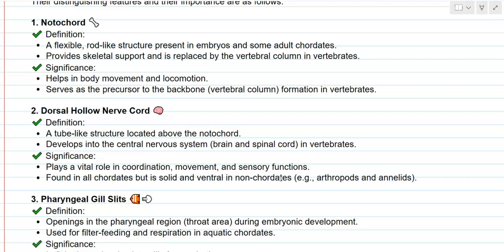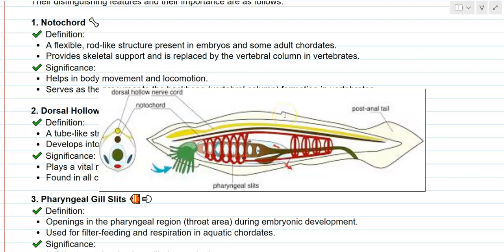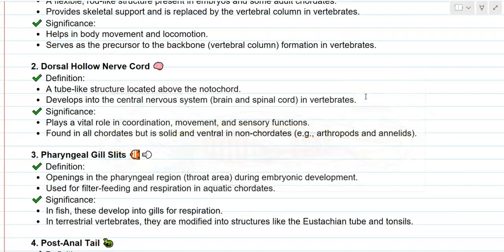The next one is the dorsal hollow nerve cord. This is defined as a tube-like structure located above the notochord. It develops into the central nervous system, which in turn houses the brain as well as the spinal cord in the vertebrates. Its importance is that it plays a major role in coordination, movement as well as sensory perception of the organisms.